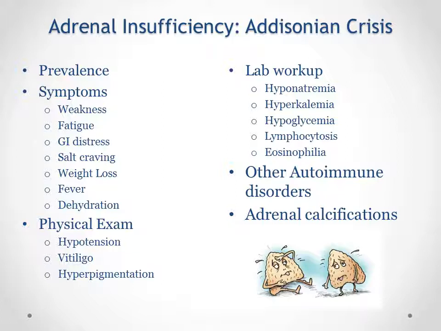On physical exam, you would notice again the weight loss, hypotension, vitiligo, or hyperpigmentation of the skin. Some of the initial lab workup might show results such as hyponatremia, hyperkalemia, hypoglycemia, eosinophilia, and lymphocytosis. Certainly your workup would want to include testing for other autoimmune disorders such as diabetes, and probably a CAT scan to look for any adrenal calcifications.